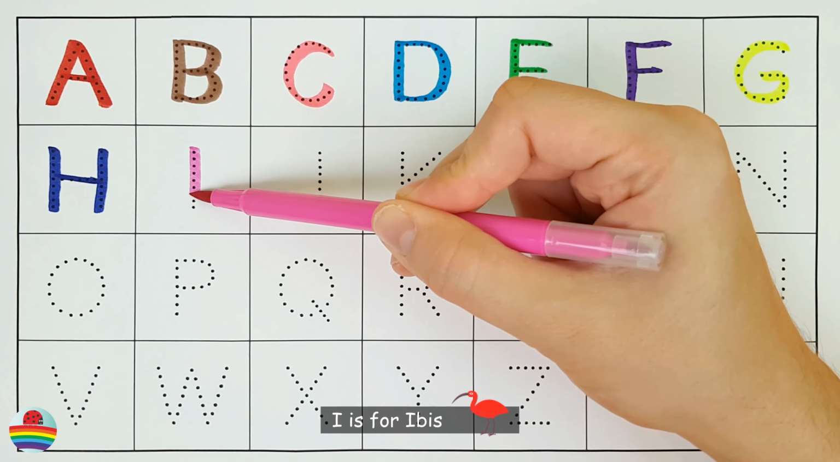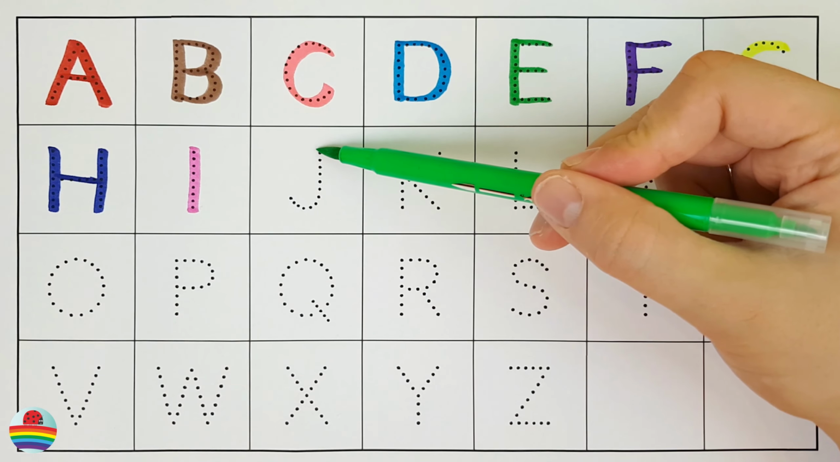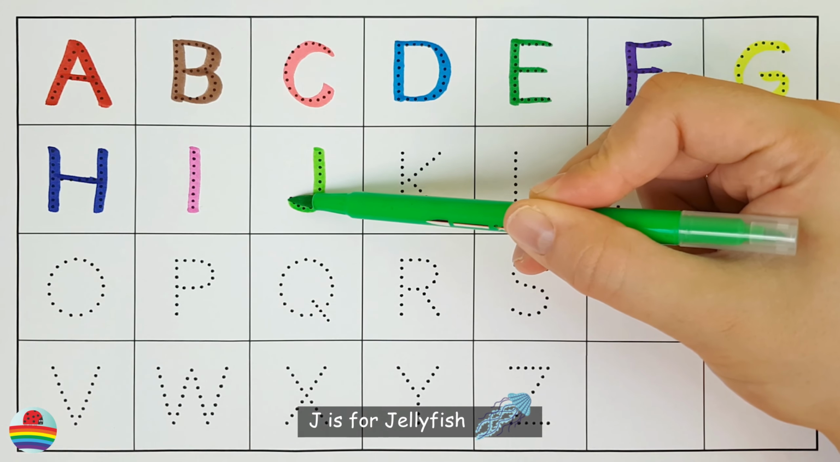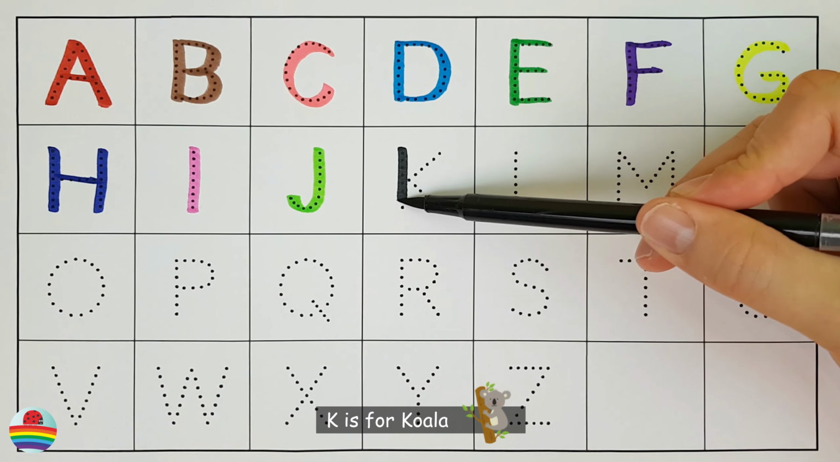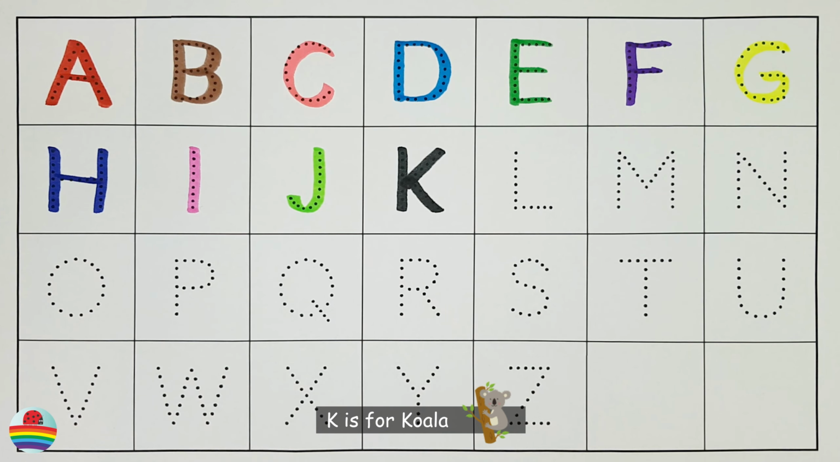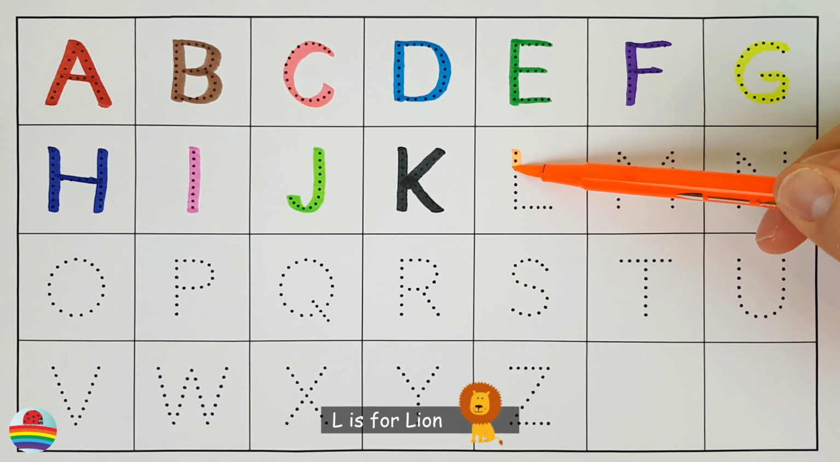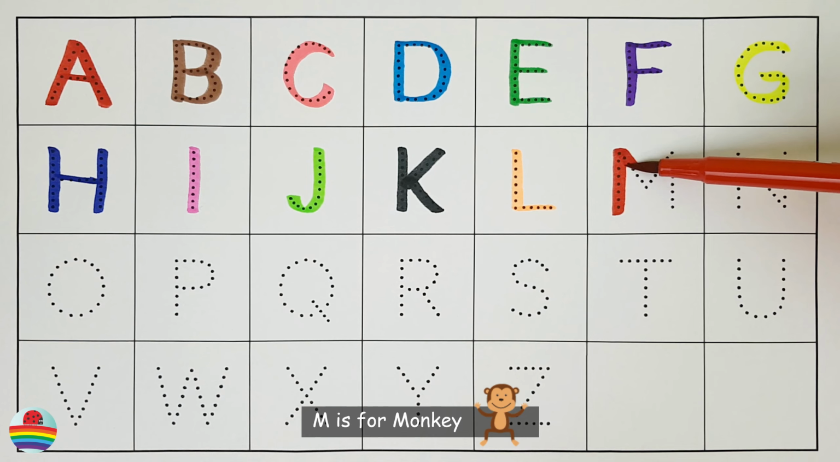I is for ibis. J is for jellyfish. K is for koala. L is for lion. M is for monkey.